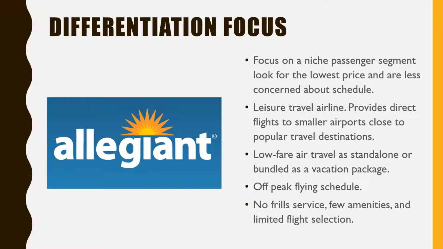Allegiant Airlines is an example of an airline company utilizing differentiation focus. Allegiant Air focuses on a niche passenger segment that looks for the lowest price and is less concerned about schedules. The airline is a leisure travel airline providing direct flights to smaller airports close to popular travel destinations. Allegiant Airlines provides low-fare air travel as a standalone or bundled as a vacation package.